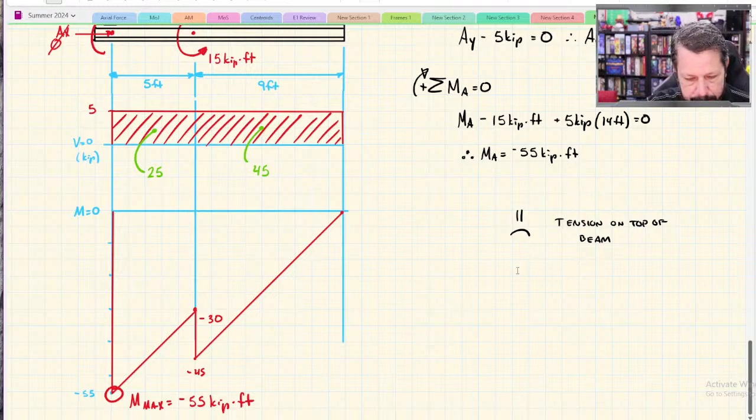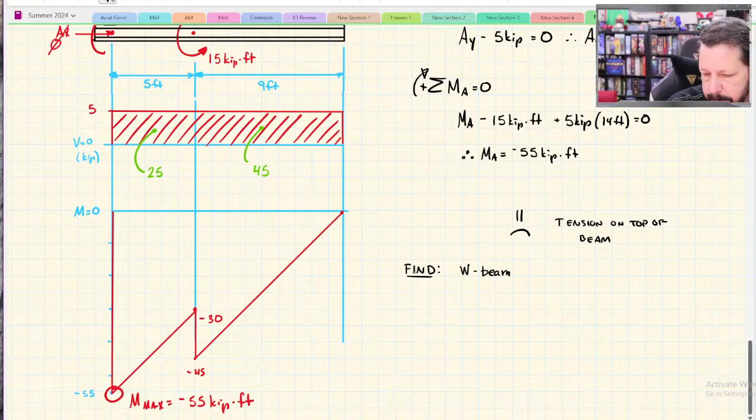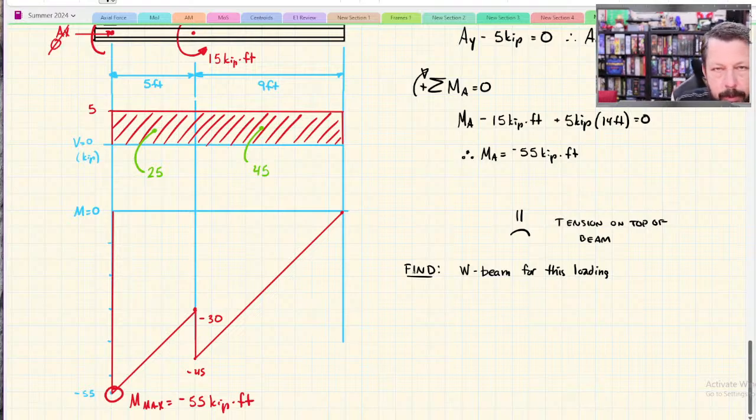All right. So how do we design the beam? That's what we want to do. So let's say that what we want to find is the W beam for this given loading, and maybe you want a factor of safety against something, maybe you don't. I'm not going to worry with the factor of safety. We're just going to calculate, let's do the factor of safety equal to 2.